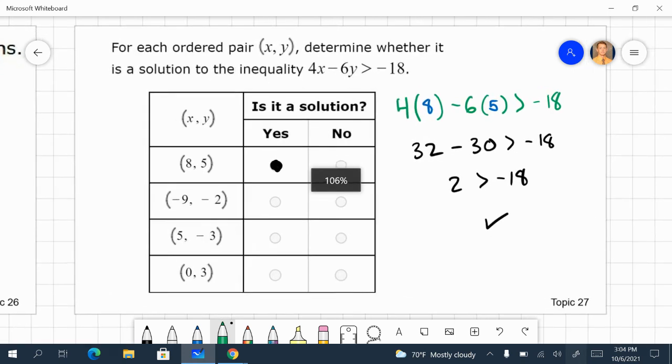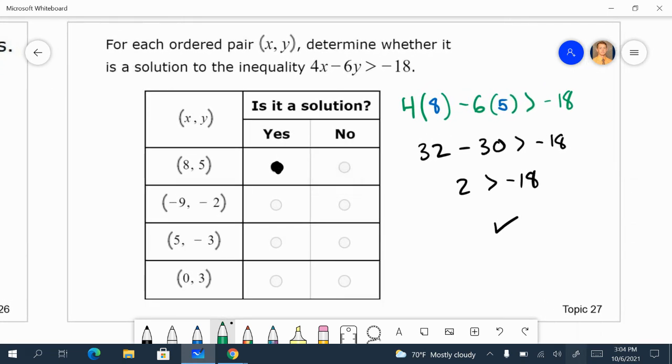Topic number 27. For each ordered pair, x, y, determine whether it is a solution to the inequality 4x minus 6y is greater than negative 18. You're going to have to do this 4 times. I only did it once because I think it's pretty simple. All you have to do is plug in these numbers for this equation.